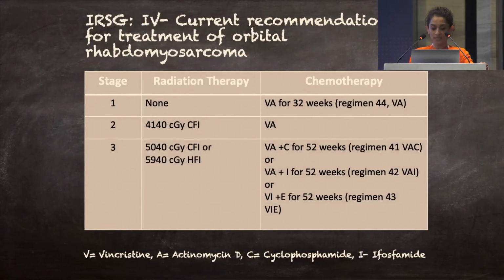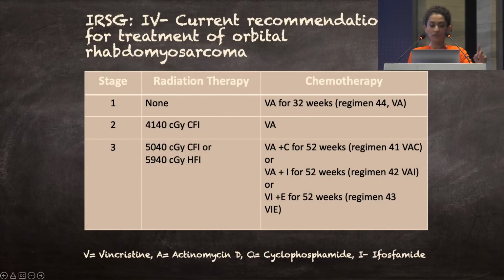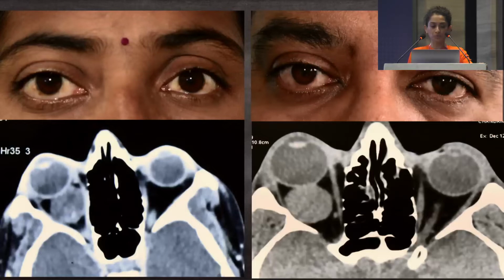And why would I say that? As you can see here, we group it. Group 1, with good prognosis, is tumor completely removed. Okay. Now, Group 3 is gross residual tumor. So it actually prognosticates the tumor status. So it's very, very important. And we have the multimodal treatment protocol. I'm not going into that.